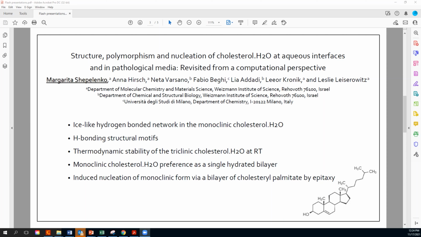The triclinic form is the most stable of the two, but only marginally so. By contrast, as a single cholesterol bilayer in hydrated membrane, the monoclinic form is always obtained, and we address this computationally. Finally, we suggest that pathological nucleation of cholesterol monohydrate in atherosclerosis can be induced by cholesterol palmitate ester, which packs in the monoclinic form, and this via pentaxyl fit at the interface.